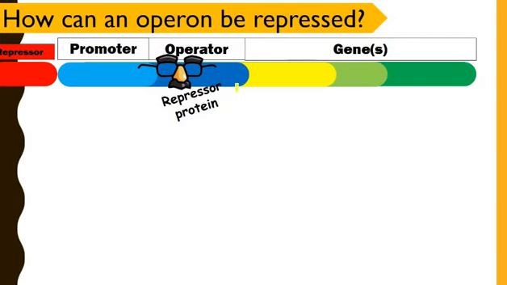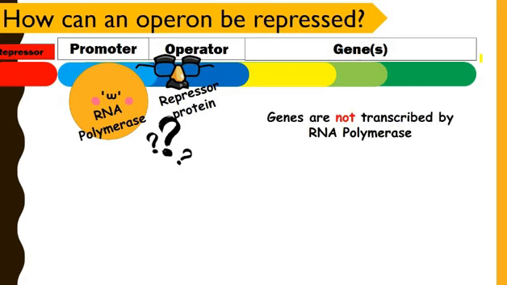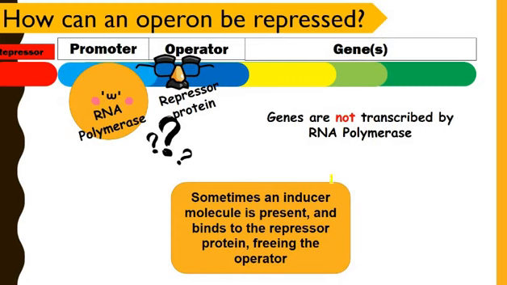And you can see here that as it binds to the operator, it does cover up a little bit of the promoter region. And that means that RNA polymerase now cannot really fully bind. And so it cannot go through the promoter, operator, and gene region. And that means that genes will not be transcribed because there's this repressor protein bound to the operator, stopping RNA polymerase from going through. Now, there are instances where there's a certain molecule present around this, and this is called an inducer molecule.